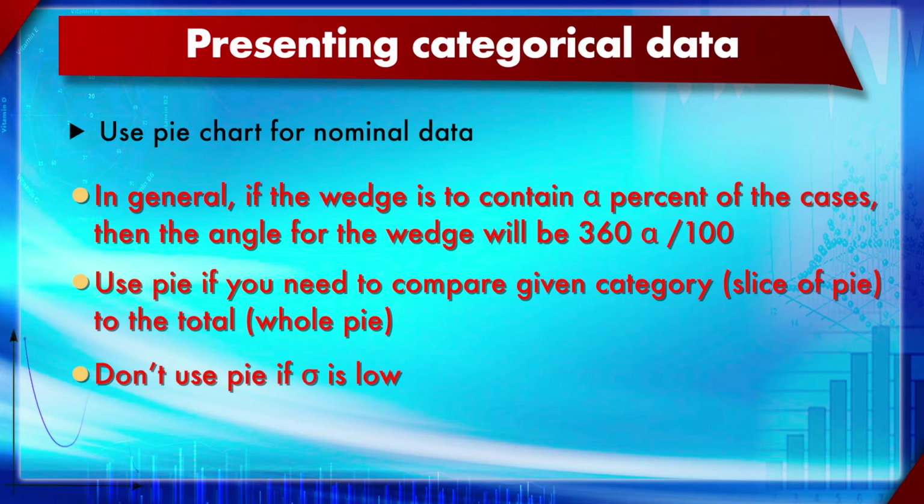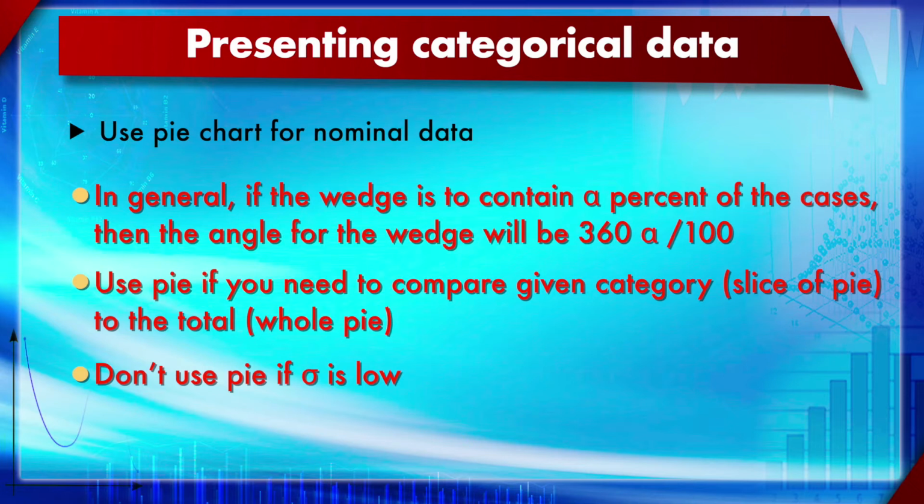If you use a pie, you can compare a given category, the slice of the pie, to the total. So, it is part to the whole comparison. For example, the sex ratio of one state can be shown with a pie chart, the whole of which you label as male or female. That is what the pie chart is used for.